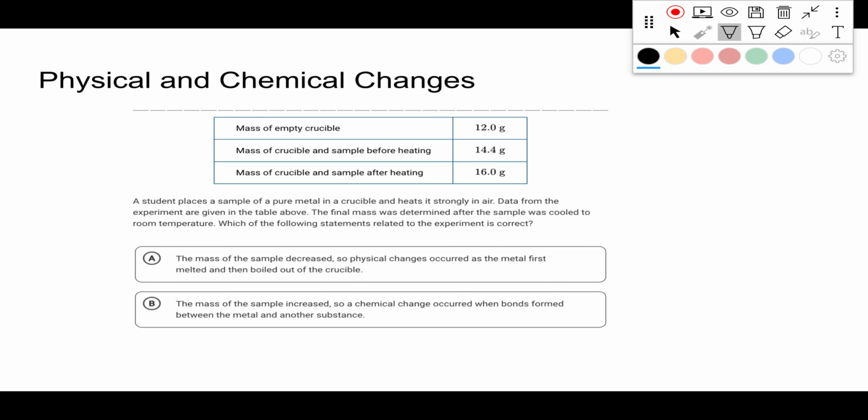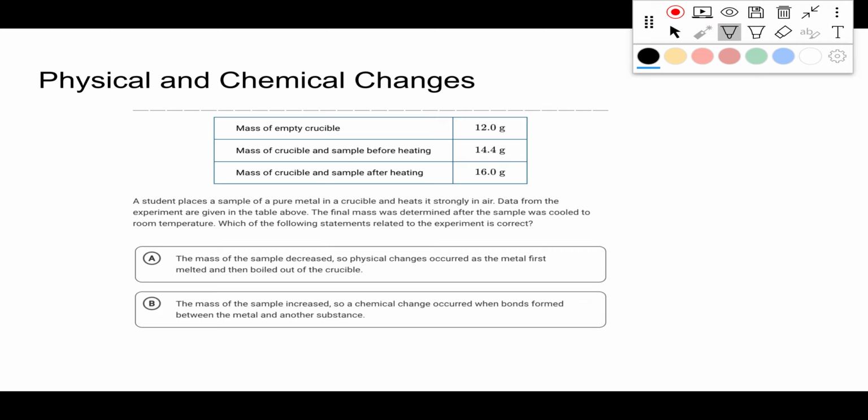This next question says a student places a sample of a pure metal in a crucible and heats it strongly in air. Data from the experiment are given in the table above. The final mass was determined after the sample was cooled to room temperature. Which of the following statements related to the experiment is correct?